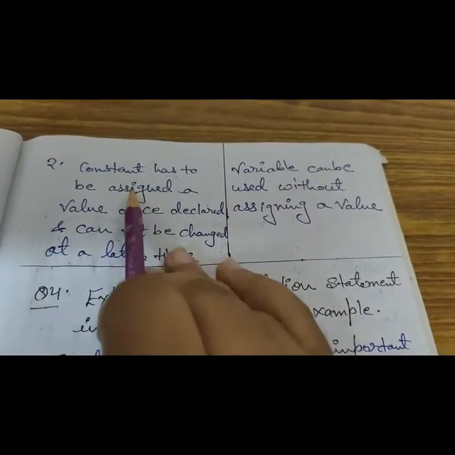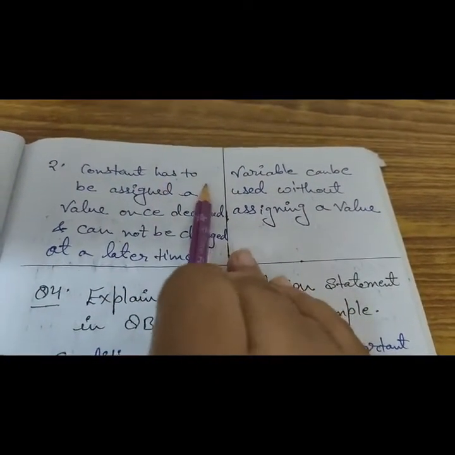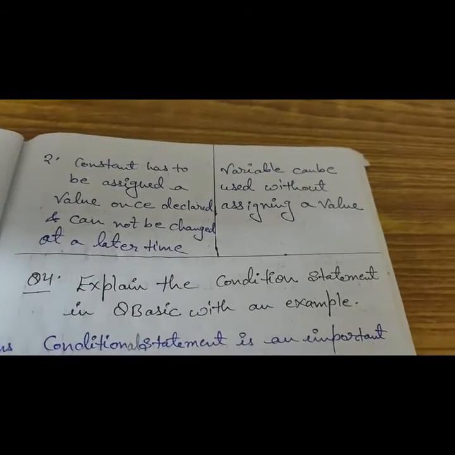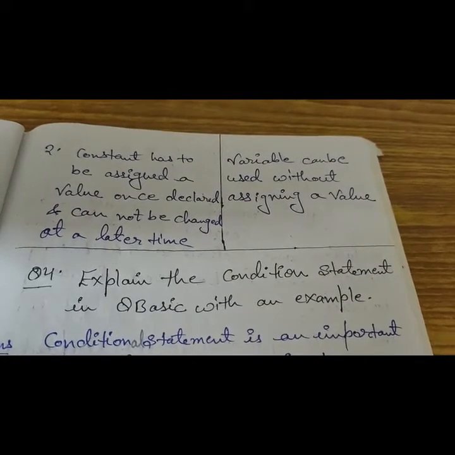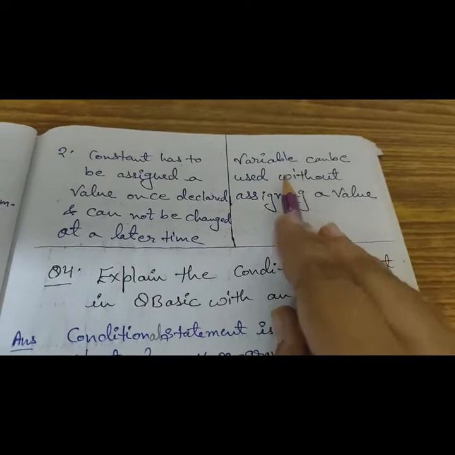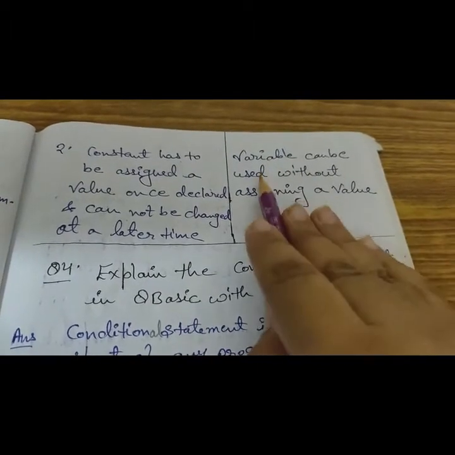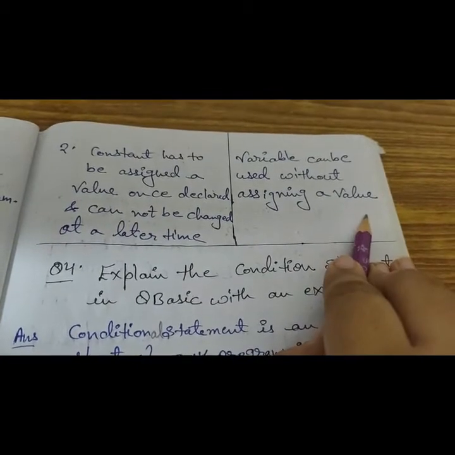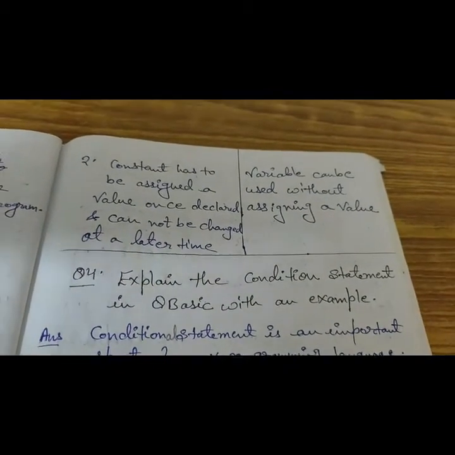Our second point is, a constant has to be assigned a value once declared and cannot be changed at a later time. A variable can be used without assigning a value. So this is question number 3.